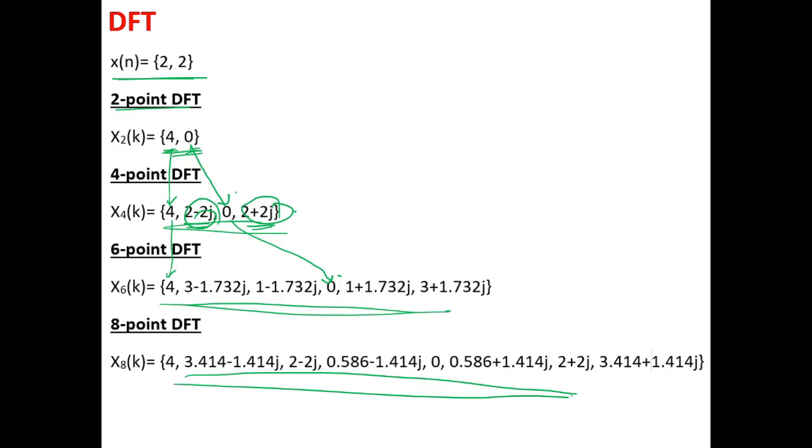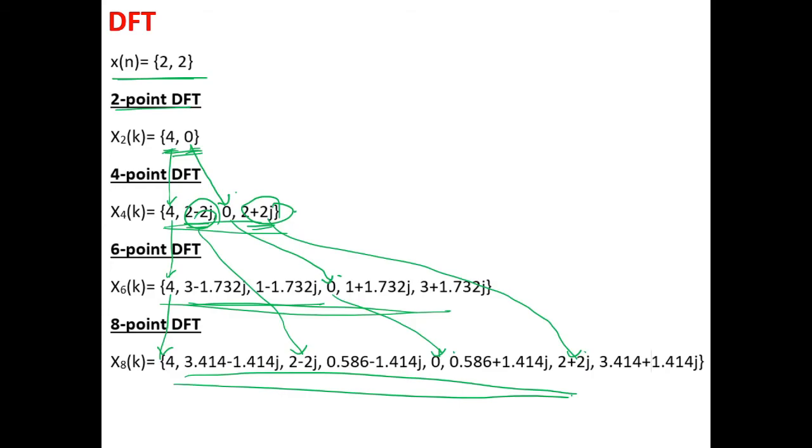Why is this happening? If you consider the window, I will come to that a bit later. Again, if you see in the 8 point DFT, you have this 0 over here and this 0 over here. These values are missing from here, but this 2 minus 2j you will find over here, and 2 plus 2j you will find over here.